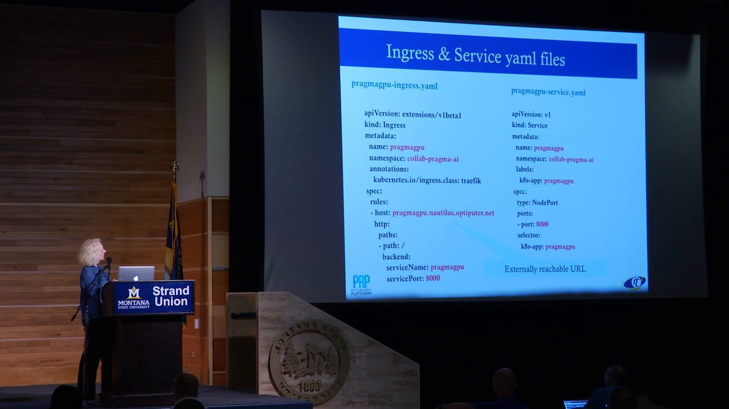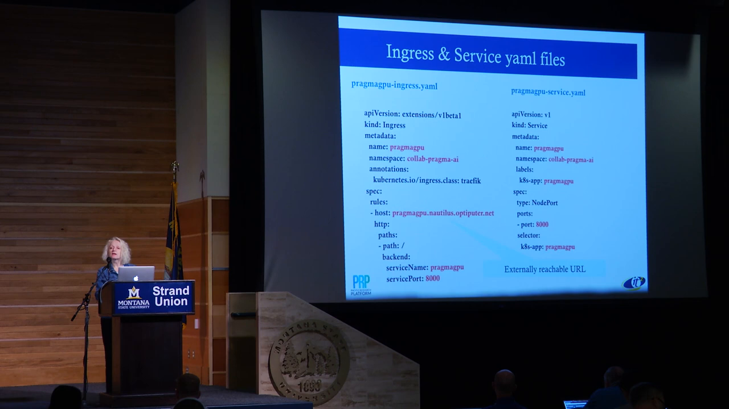And we say here in the service that we are going to use port 8000, and on the Kubernetes side, what it means is that every pod that I start that has the K8s app named Pragma GPU will have port 8000 open, so ingress will connect to this service and provide traffic from the outside on this port to this container.